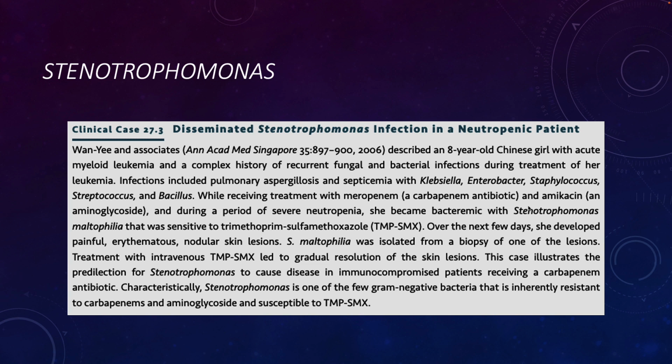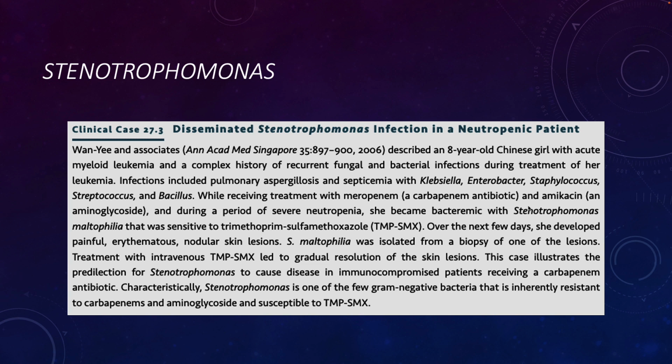While receiving treatment with meropenem and amikacin, 2 different mechanisms of action, and during a period of severe neutropenia, no neutrophils, she became bacteremic with Stenotrophomonas maltophilia. So she's already on 2 antibiotics and she got this infection. So it's really, really dangerous. However, it is sensitive, or this strain was, to trimethoprim-sulfamethoxazole, or TMP-SMX.